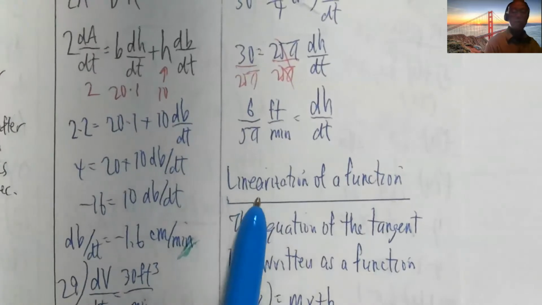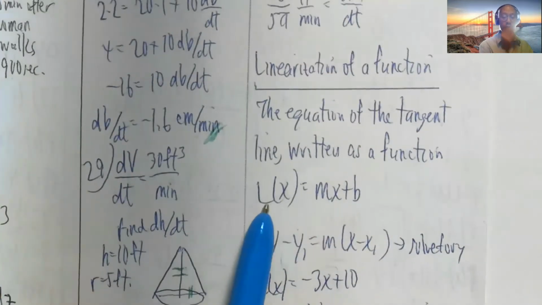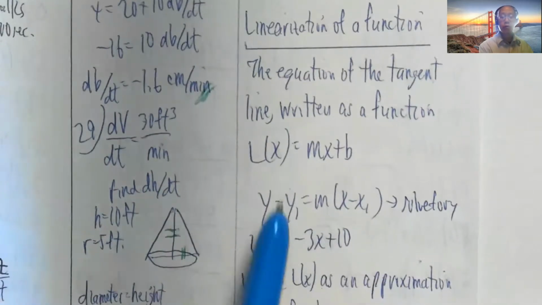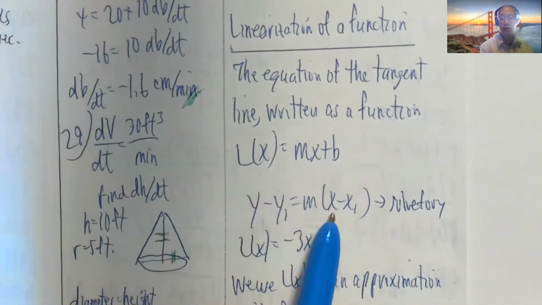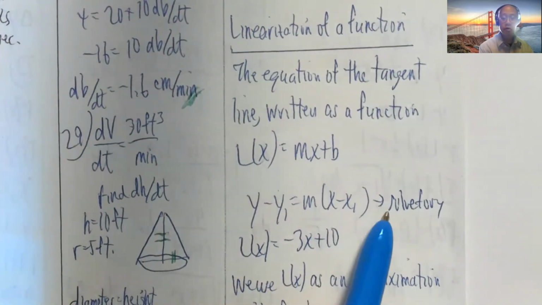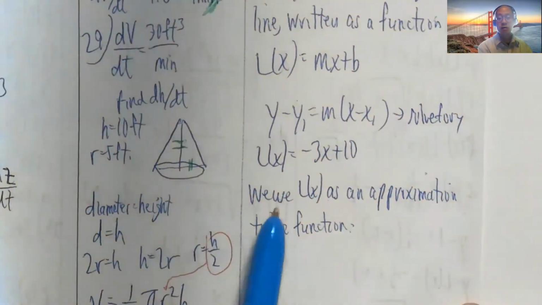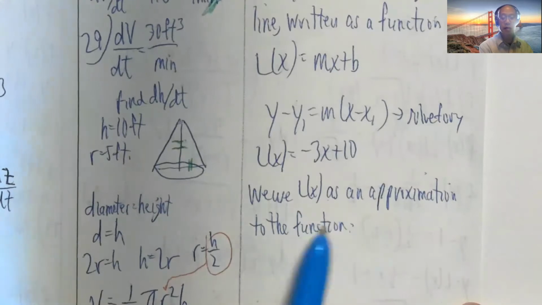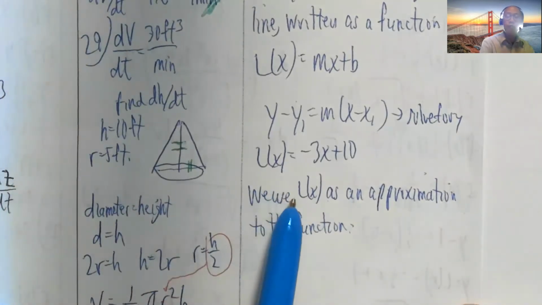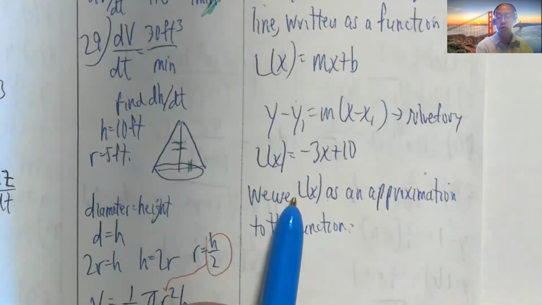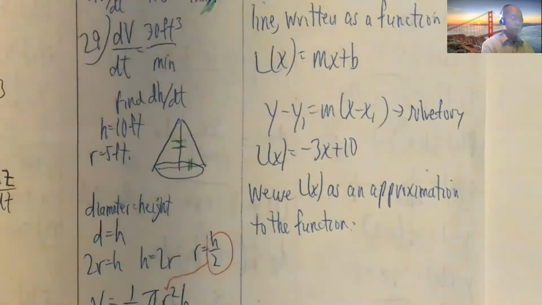All right, so linearization of a function, it's the equation of the tangent line written as a function, L of x equals mx plus b. So before we did y minus y1 equals m times x minus x1, and we may have stopped. Now you keep going, solve for y. So for example, L of x is negative 3x plus 10. So we just use L of x as an approximation, the linearization as an approximation to the function. Why would we want to do that? Well, we like straight lines. Linear functions are much easier to deal with than whatever the function happens to be.